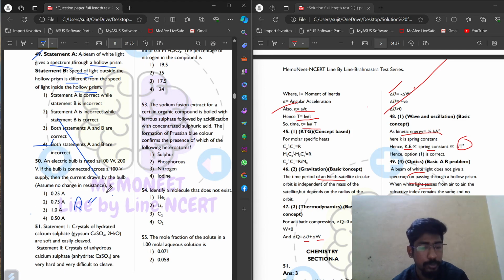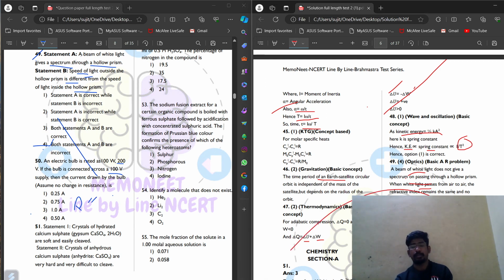If you apply the formula P equals V square by R, you will get R equals V square by P. V is equal to 200, sorry, V is equal to 200, so 200 square means 40,000, and P given is 100, so R is equal to 400. Then the current, from Ohm's law, equals V by R. V here is 100, so I will be 100 by the resistance, that is 400. So the answer will be 0.25.